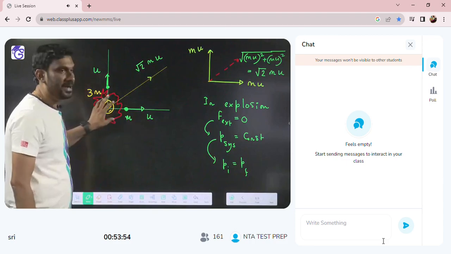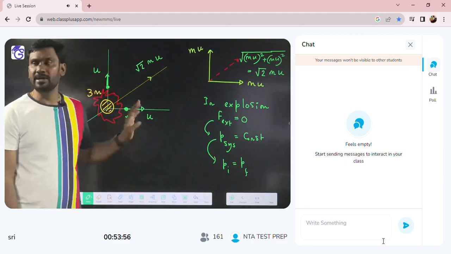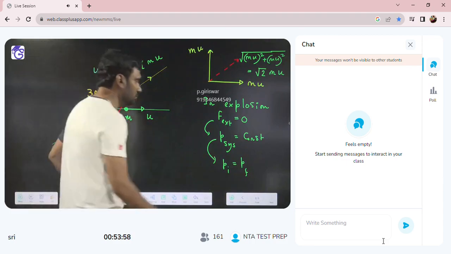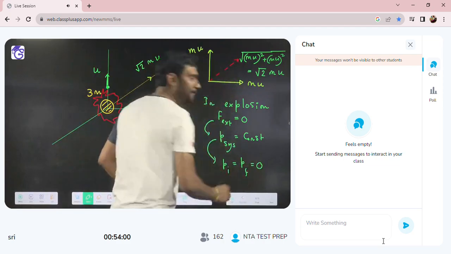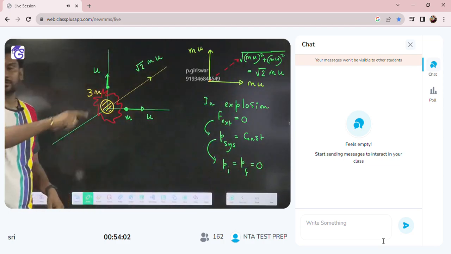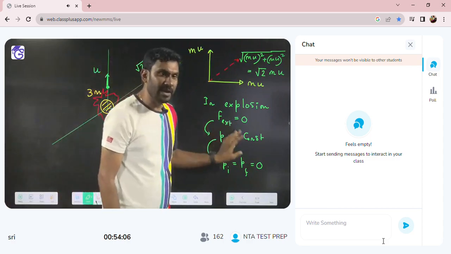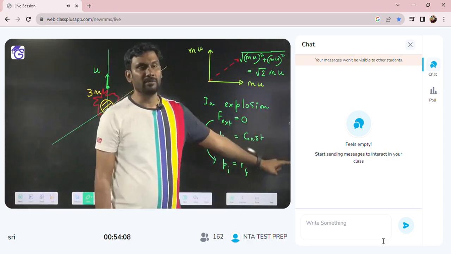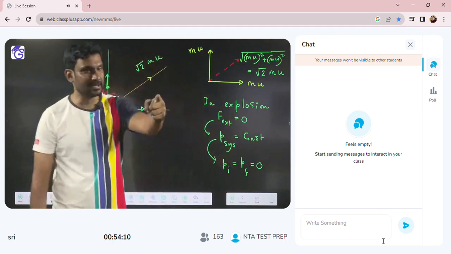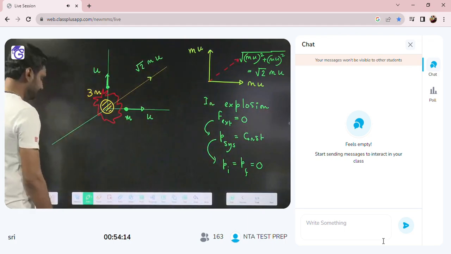Initial momentum particle was at rest, means 0. Initial momentum was 0. तो final momentum भी क्या होगा? Final momentum will also become 0. Initial momentum is equal to final momentum. Final momentum has to be equal to 0. Yes, correct, Manas.